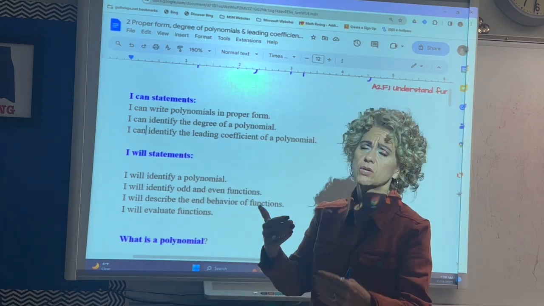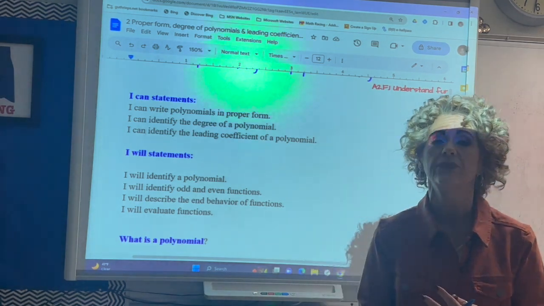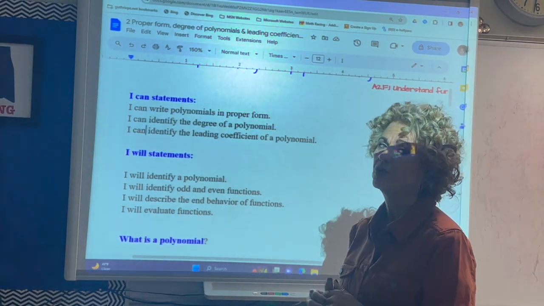Identifying a polynomial: it's going to be a polynomial if it's any combination of constants and variables, as long as that variable is not in the denominator.